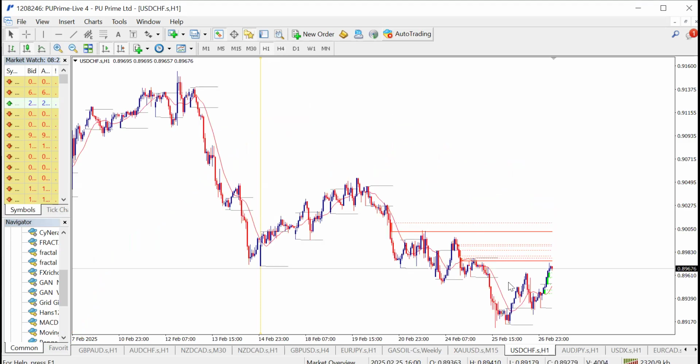USDCHF is breaking the nearest high. We still have a whole lot of high, especially this level. Like I said, this zone was mitigated. Here was mitigated. So we still have more room to go up before the market moves to the downside.